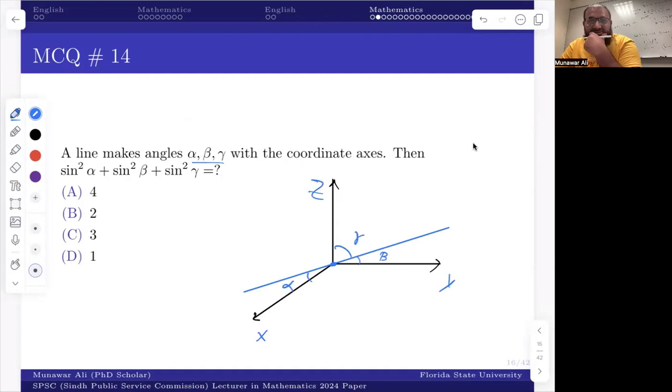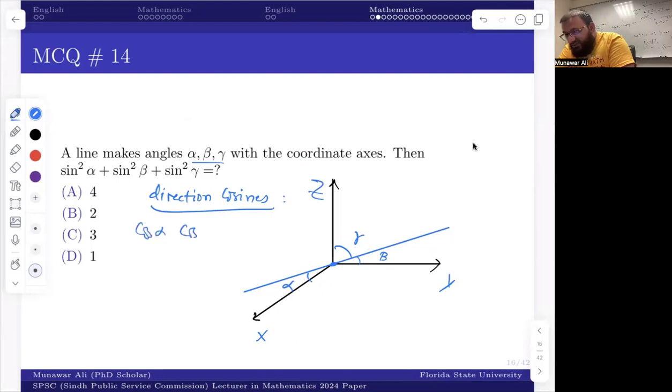These are some angles, and we can find what we call the direction cosines of this line as well. Direction cosines are simply the cosine of alpha, the cosine of beta, and the cosine of gamma. And there's a relationship that if you square them and add them all, this will give you 1. There's a simple proof behind this one as well.